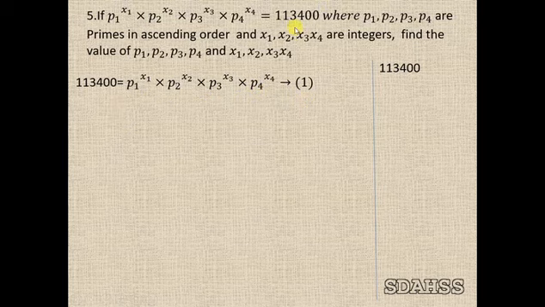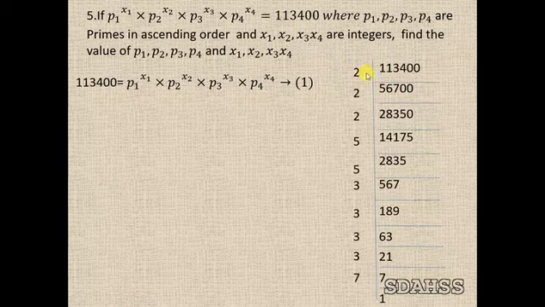And then consider the right hand side number 113,400 and find out the factors. 113,400 can be divisible by 2 table. So if you divide by 2 table, then you will get 56,700. Again it is divisible by 2 table. If you divide, you will get 28,350. Again it is divisible by 2 table. Then you will get 14,175.